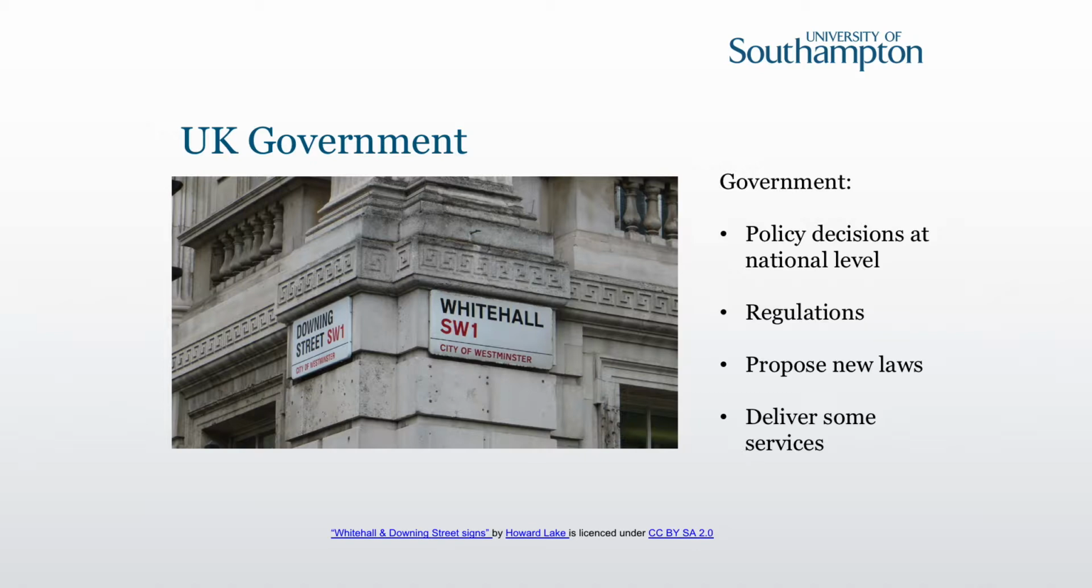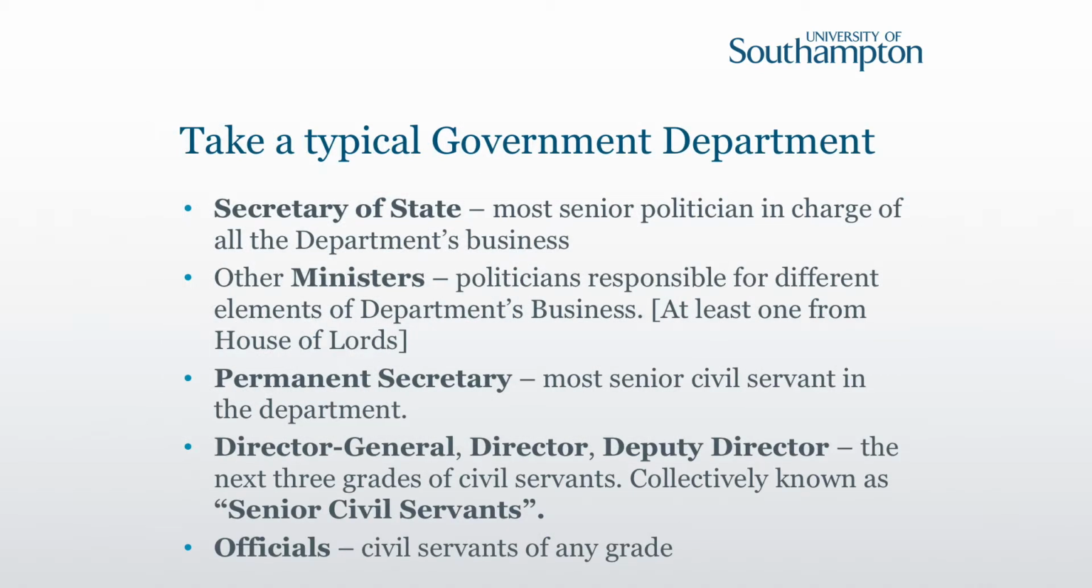But let's talk a little bit about government. Obviously we know what it is. It takes policy decisions, it regulates, it proposes laws, it delivers some services. Within a government department, you've probably heard of all of these kind of names: the Secretary of State, ministers, permanent secretary, very archaic British names. If anyone comes from outside the UK, these are really strange sort of names. All the way down to officials, which is everybody who isn't a minister.